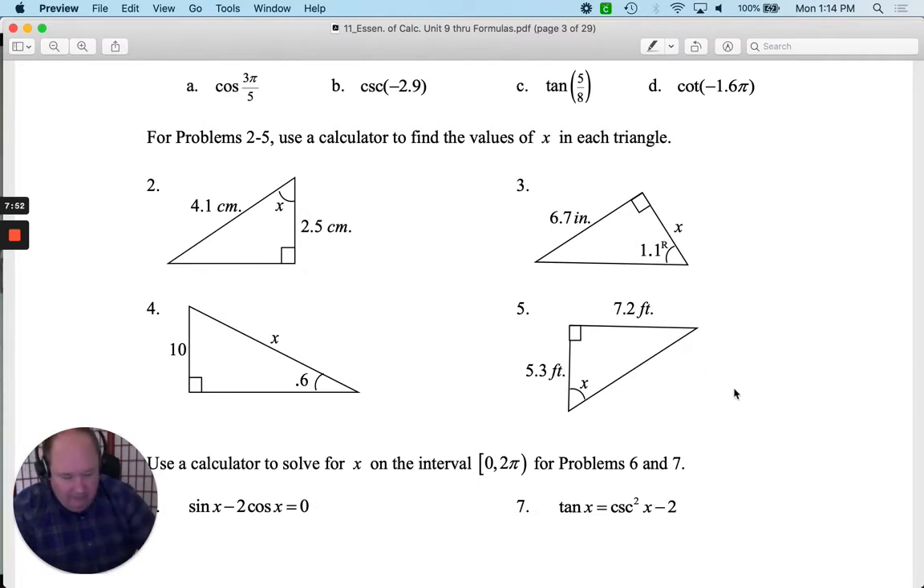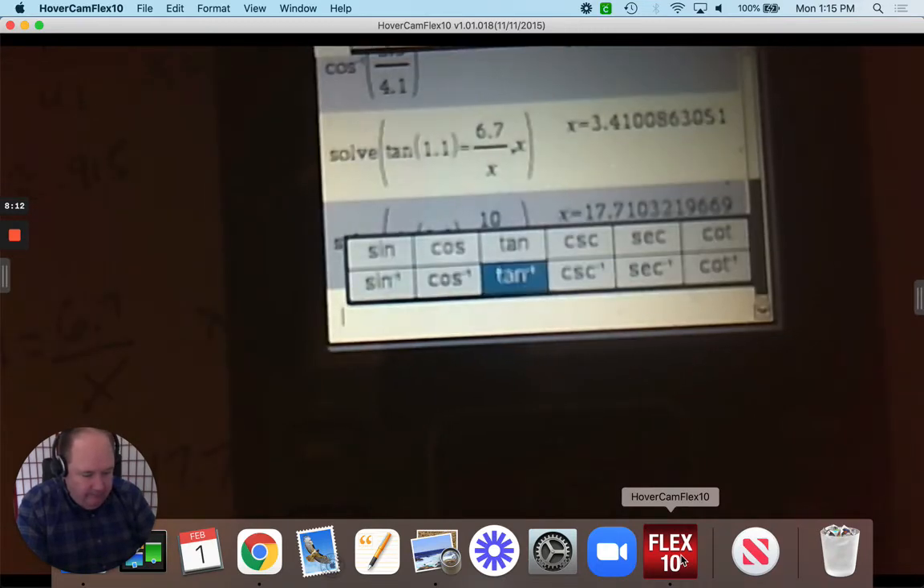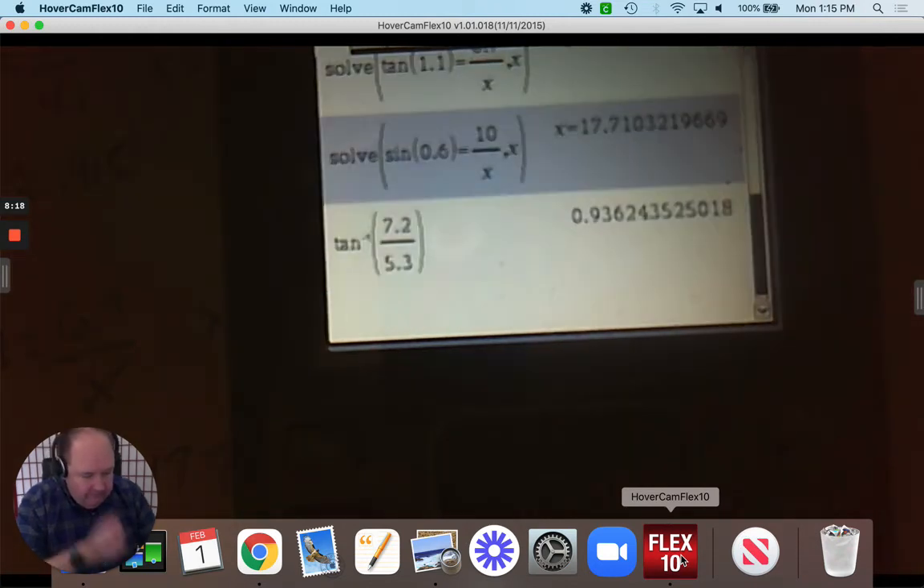That's tangent. So x is the inverse tangent of 7.2 over 5.3. So whenever you're finding a missing angle, you use the inverse of that. So again, I would go inverse tangent. That's the second row. And then 7.2 over 5.3, and that's it. And so in radians, the answer is 0.936.